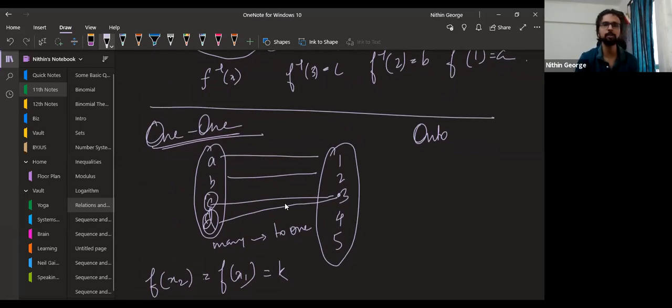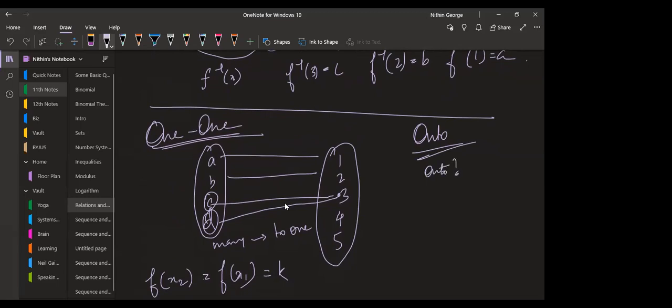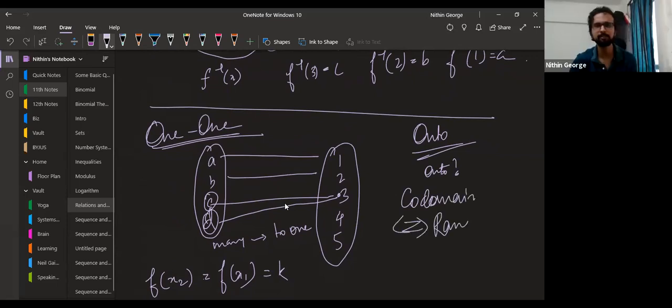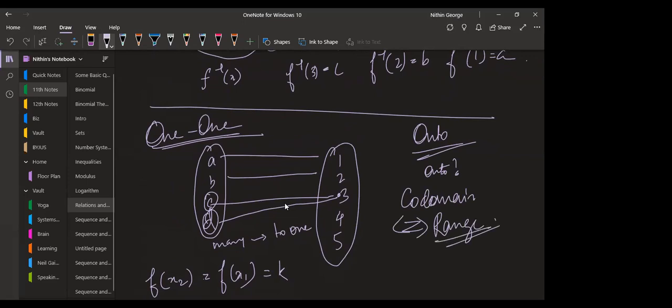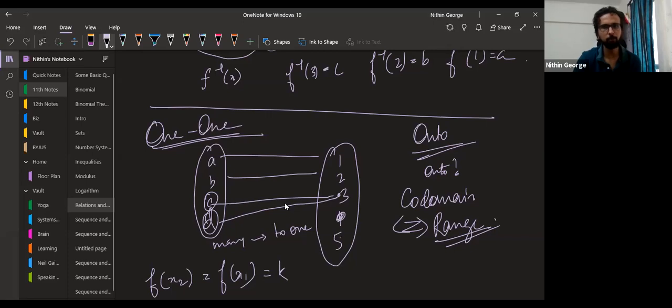Is this an onto function? No, sir. When is it onto? All elements of codomain are mapped from the domain. Okay, the codomain should be the range. Then only it's onto. Like so, when I remove 4 and 5, this becomes onto. But this is not 1-1.